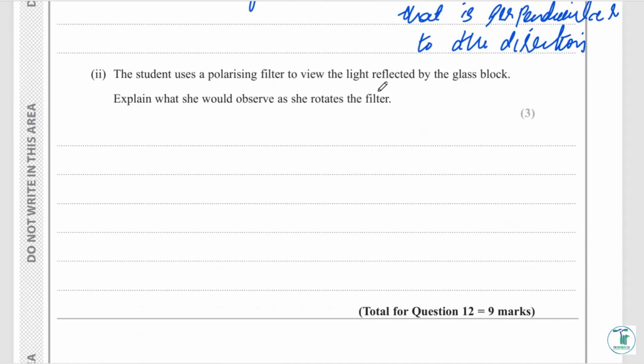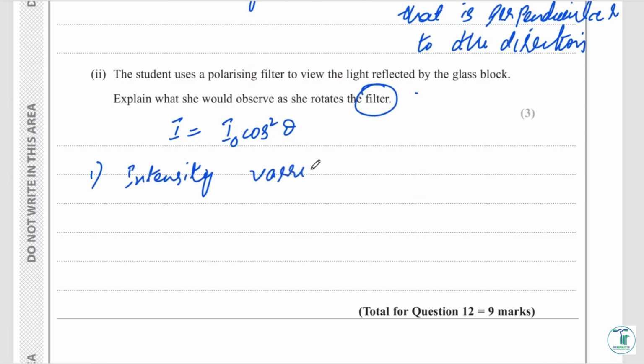So remember that whenever you're talking about the reflections of the light, it is governed by the formula I equals I naught cos squared theta, if I'm not wrong, right? So you can see that the intensity would vary as you change the theta, or the angle of orientation of the filter. Did you get that? In this case, by using this formula, intensity is going to vary, right?